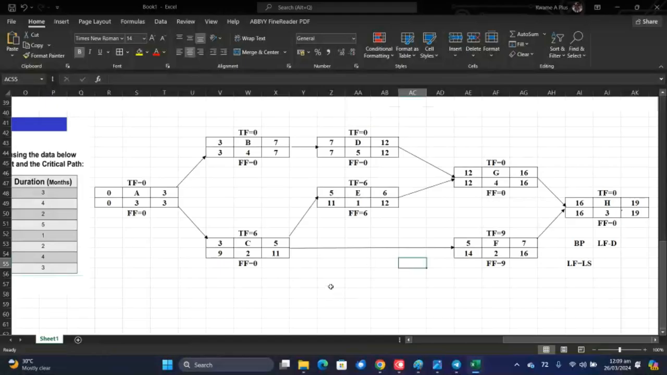Exactly. So that is it. And what's the critical path? The critical path is the longest duration of the project. So look at this. The critical path is for this.